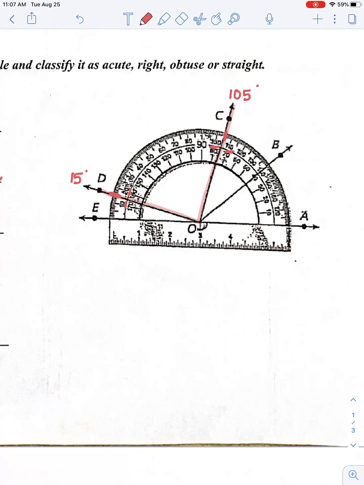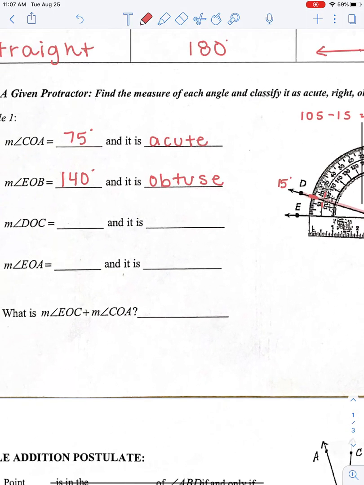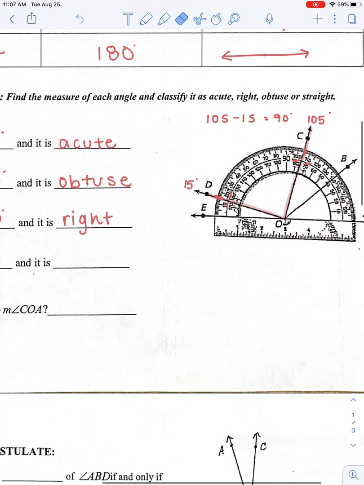So to figure out how many degrees it is, I would figure out how many degrees is it between 15 and 105. If I subtract that, 105 minus 15, I get 90 degrees. So this is actually a right angle, which is awesome.